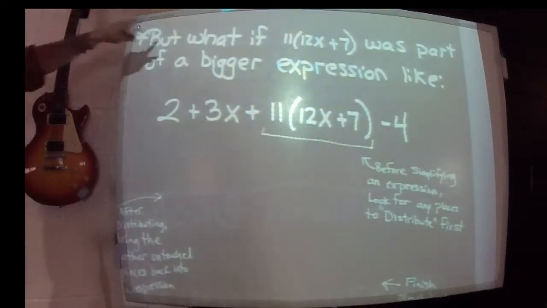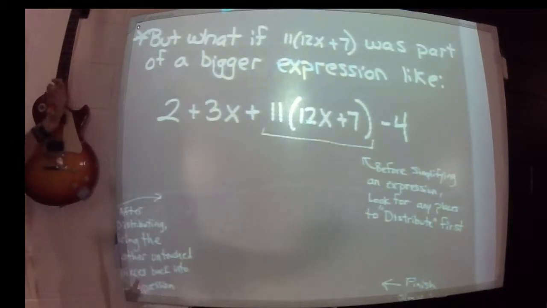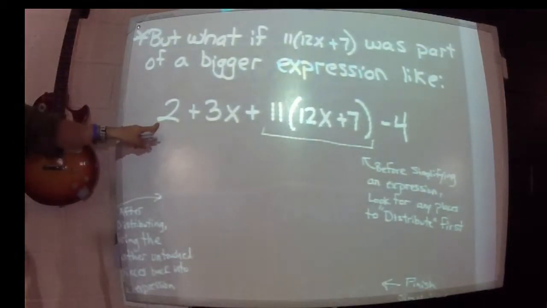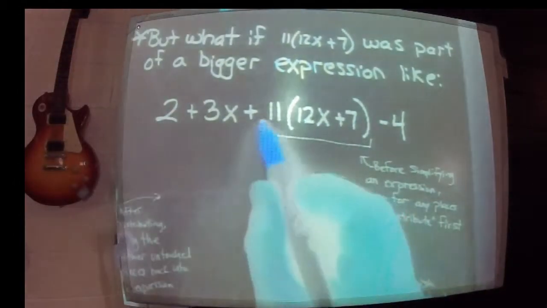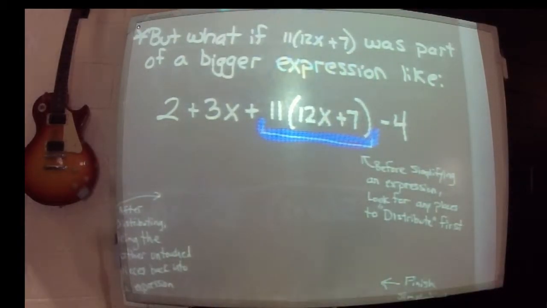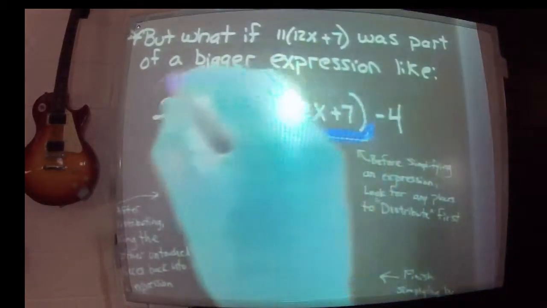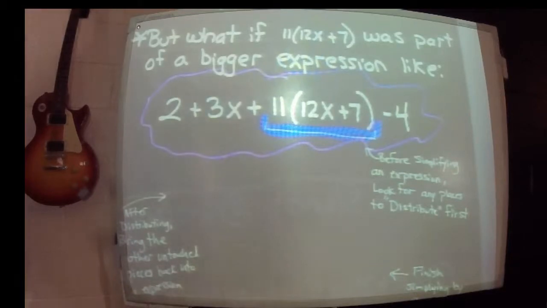But what if this 11 times 12x plus 7 was part of a bigger expression? Like this one. So this is kind of where things might start to look familiar from the last notes. This time they put the distributive property thing in here. All right, when I see this, say my eyes are focused on what's inside of that purple circle. It's not really purple, it's really green. It's green, but to you it's purple.